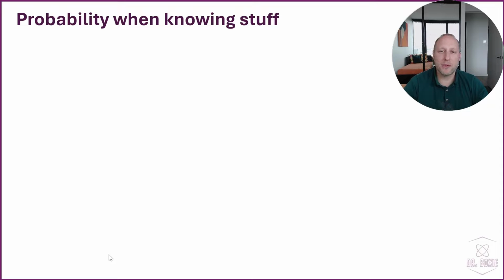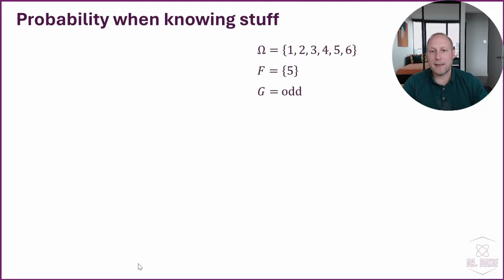In order to introduce the notion of a conditional probability, let us start once again with the simple situation of throwing a six-sided die. So the sample space is the set of numbers 1 to 6, and we consider two events: capital F, which is throwing a 5, and capital G, which is throwing an odd number. We've seen before that the probability of throwing that 5, the probability of F, is 1/6.